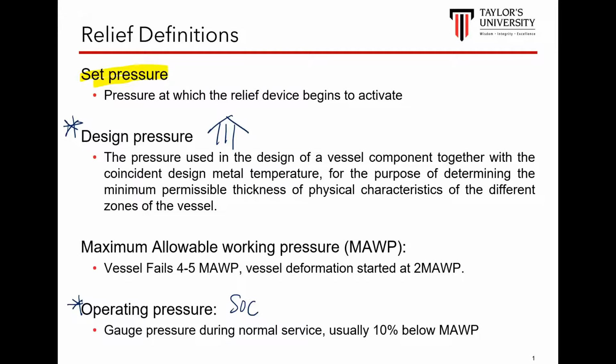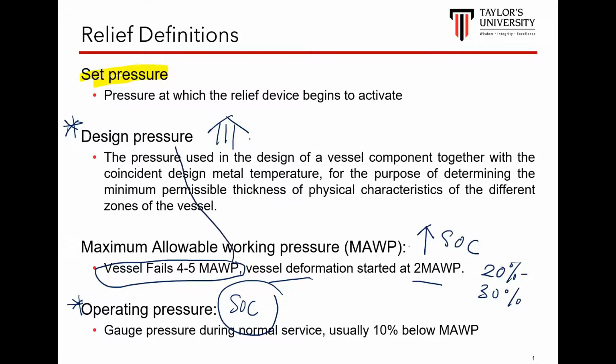And then the difference is the maximum allowable working pressure. Most of the time, this is higher than your SOC, meaning higher than the operating pressure. As a simple rule of thumb, we normally use a maximum allowable working pressure of about 20 to 30% higher than your standard SOC. And you can see that your vessel starts to deform at around 2 times of this. So your design pressure will definitely be higher than this. So this is where this value most likely will be your design pressure.